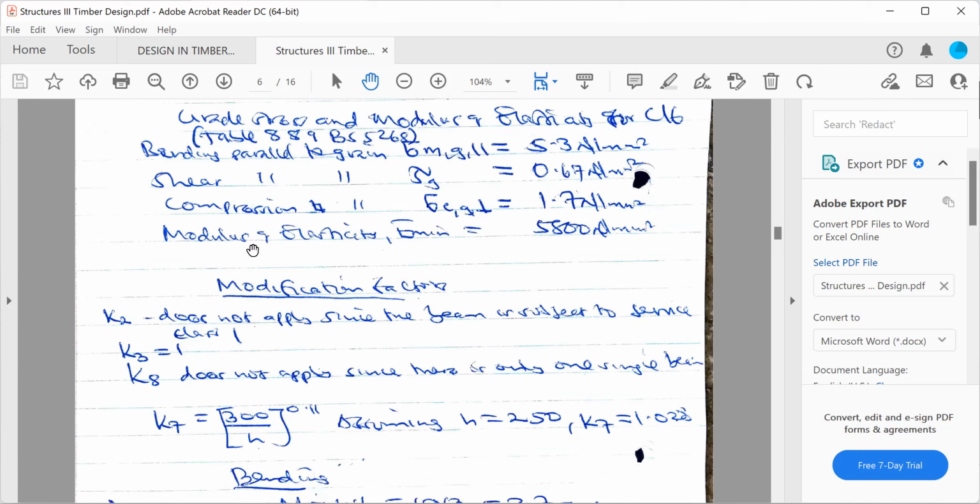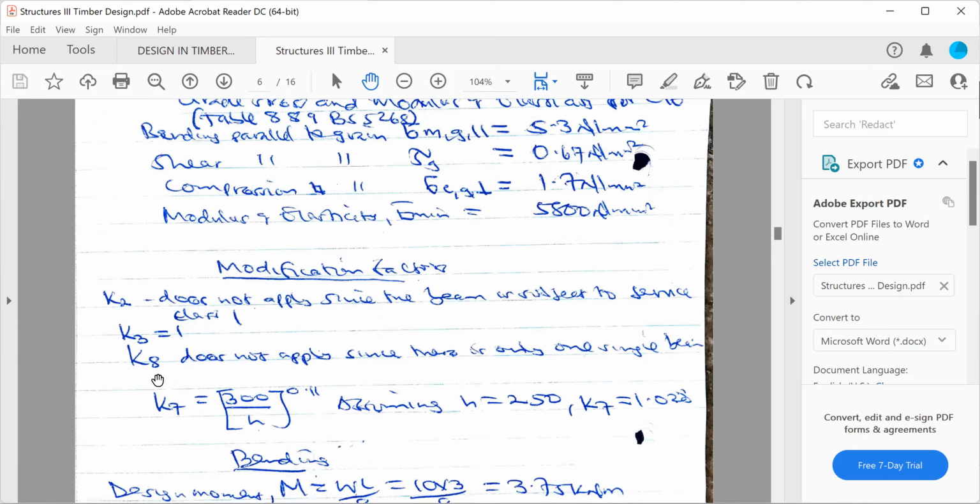Okay, now K3. Because they didn't tell us the duration of loading, remember K3 is the K factor for load duration. So we assume it is a long-term load duration, and long-term load duration has a value of 1. Then K8 is load sharing ratio. K8 is only used when we have more than one beam, meaning beams are sharing the load being applied to the beam system. But here we only have one beam, so K8 is not relevant.